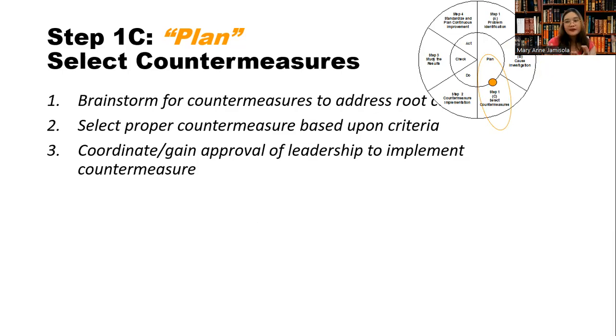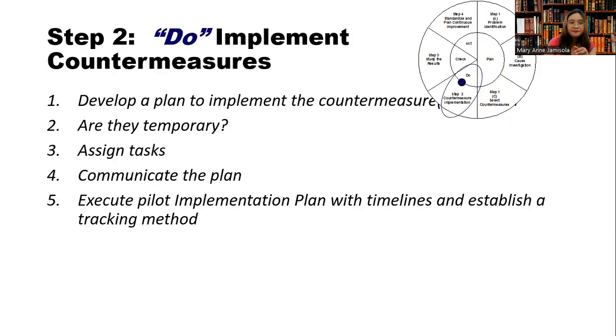So, for example, the middle management is the one in charge to do PDCA. So before they can actually implement the countermeasures that they have selected, they need to get an approval from the higher management. Okay. And then step 2 is to do or try, correct? So implement our countermeasures. Develop a plan to implement the countermeasures that we have selected in step 1C. And then we need to ask ourselves, are these countermeasures just a temporary fix or a permanent fix?